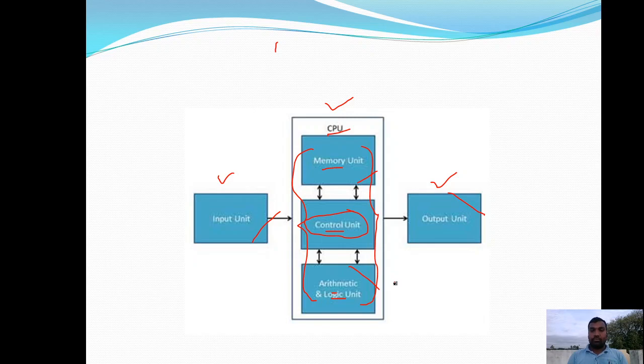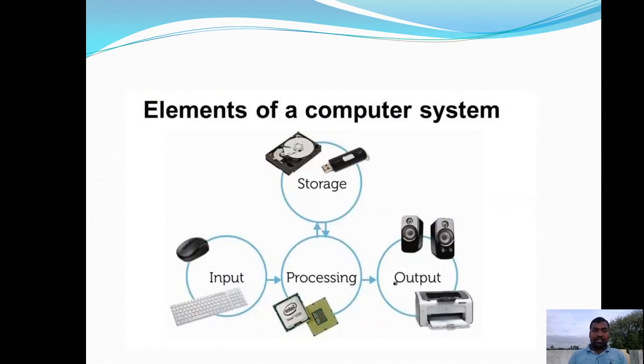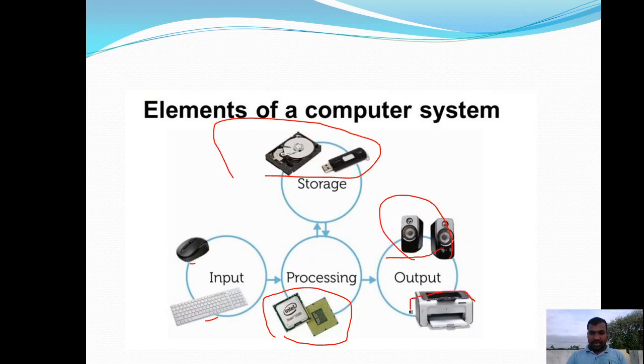Now here is another example. It represents the elements of the computer system: input unit, processing unit, output unit, and storage unit. The processing unit includes the control unit and arithmetic and logical unit, that is, the processor. Input units are the mouse and keyboard. Storage units may be a hard disk or pen drive, and output units are the speakers and a printer. These are a few examples representing the components of computers.